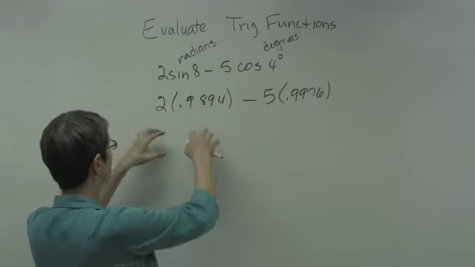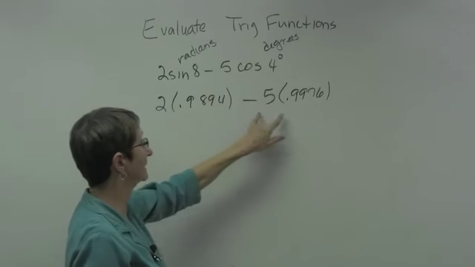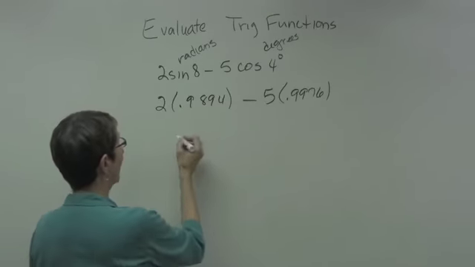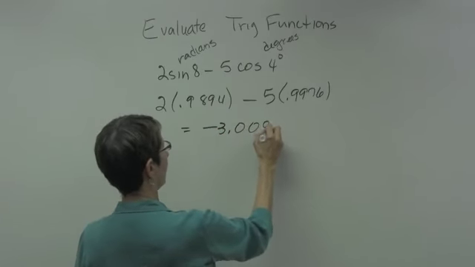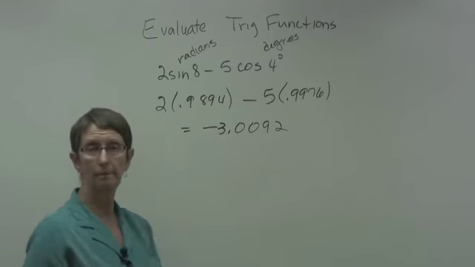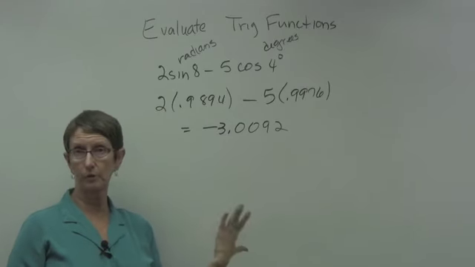So then you multiply these out. This is 2 times almost 1. This is 5 times almost 1. So 2 minus 5 is like negative 3. And that is what you get. You get about negative 3.0092 if I subtracted right. So just be careful with radians and degrees. That's very important when you're working with problems like this.